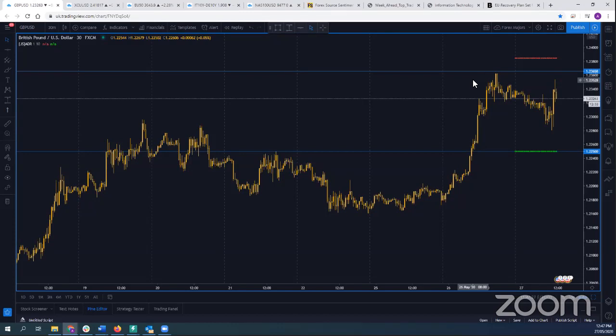Now, what we're looking for today is possible further Brexit developments from the EU side. And of course, the UK coming out and responding to what the EU said. If we see further positive comments coming out from the UK side as well, that can obviously see some upside being built into and priced in for the pound for Brexit. So definitely a development we're watching in today's session as well.